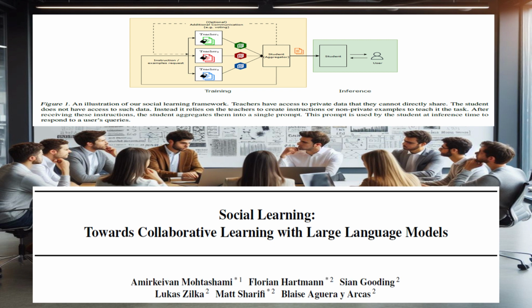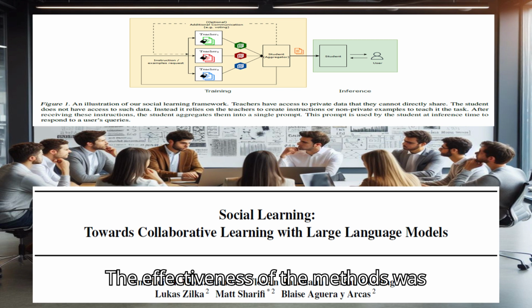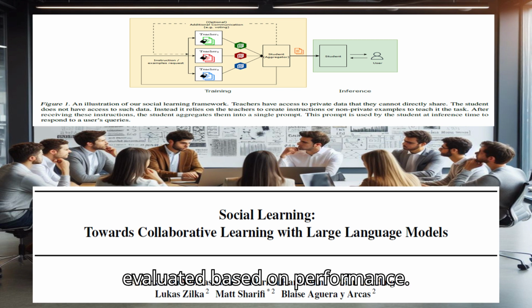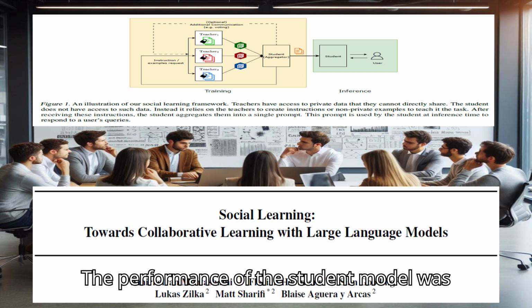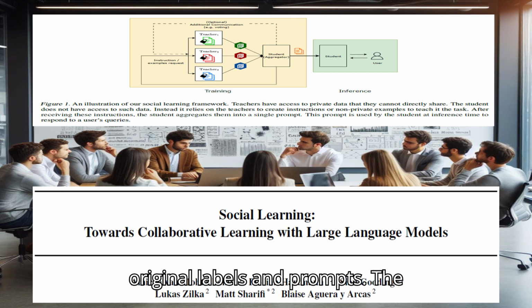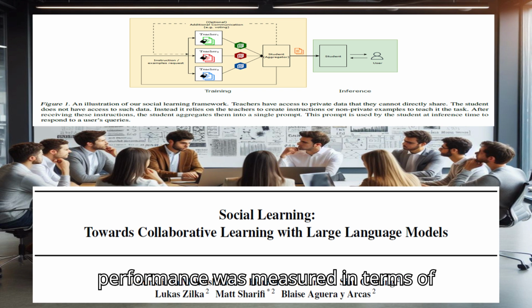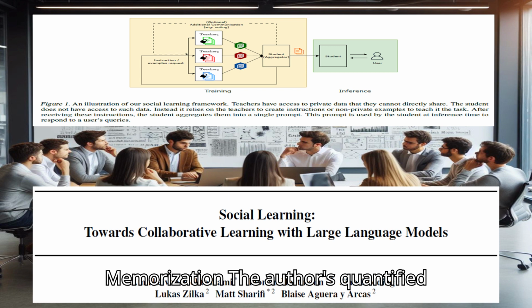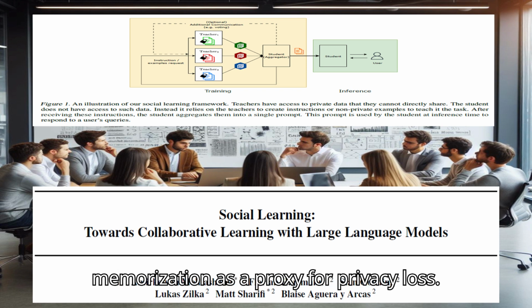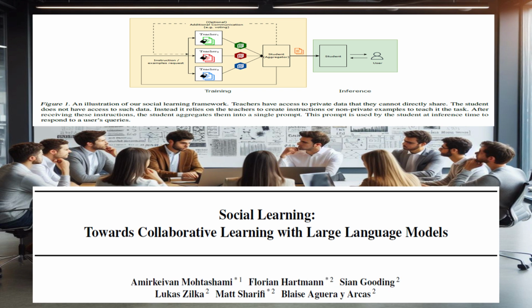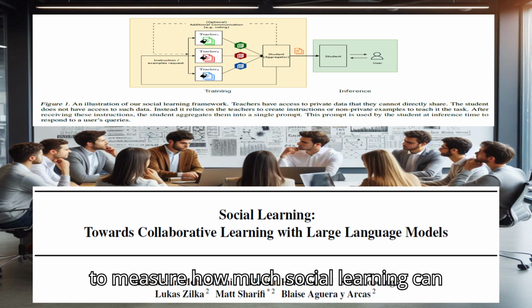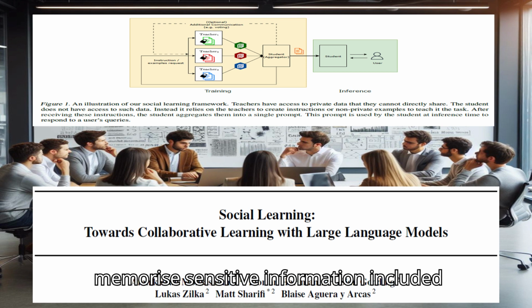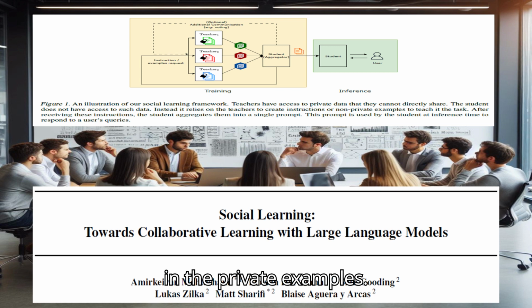Evaluation metrics. The effectiveness of the methods was evaluated based on performance. The performance of the student model was compared to results with the use of original labels and prompts. The performance was measured in terms of accuracy across diverse datasets. Memorization. The authors quantified memorization as a proxy for privacy loss. They adapted the secret sharer technique to measure how much social learning can memorize sensitive information included in the private examples. Results.